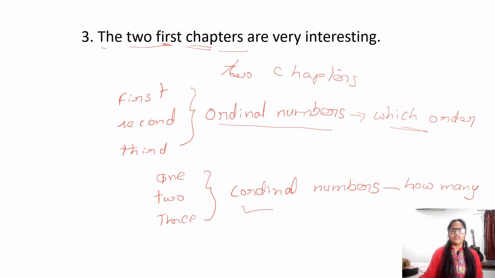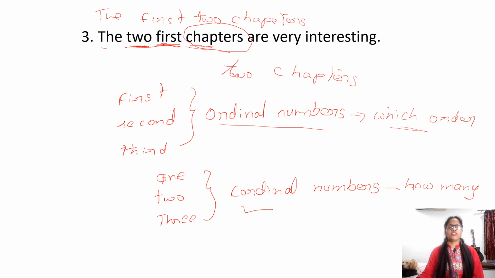Here the noun is chapters. Now how many chapters do we have? Two. Before the noun, the cardinal number comes, that is 1, 2, 3, 4, and after that come ordinal numbers, first, second, third, fourth. Not the two first chapters, it has to be: The first two chapters are very interesting, is the correct answer. Now moving to the next one.